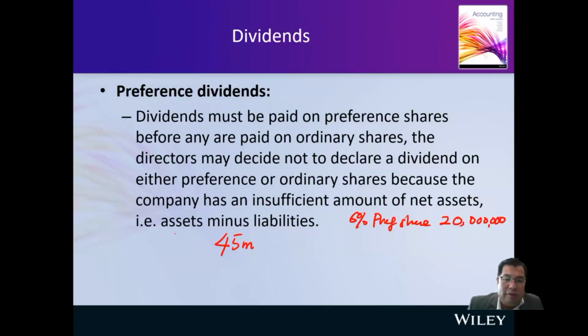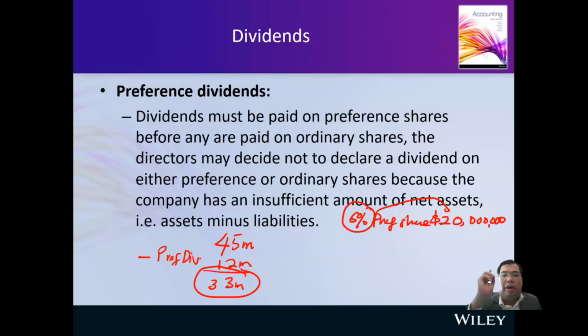So from this 45 million, you must pay the preference dividend first. How much are you going to pay? 6% multiplied by 20 million. This is in dollars, yeah? So that costs you 12 millions, and then the balance will be 33 millions. Okay? Pay the preference dividend first before paying the ordinary dividend. That's the rule.